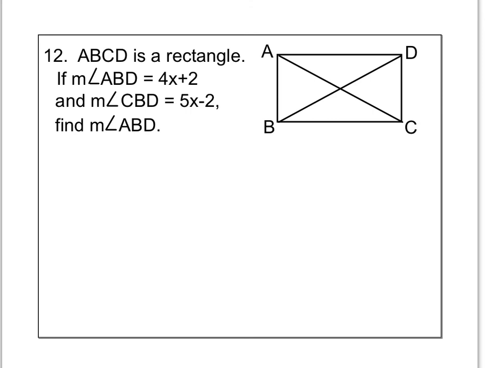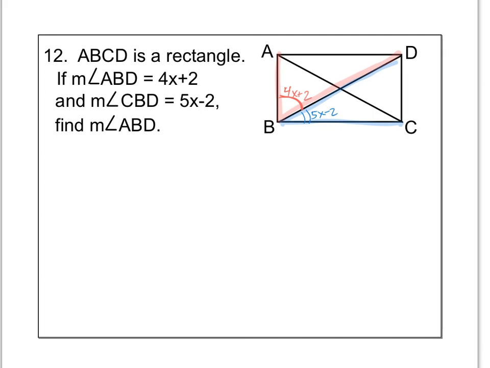Please try number 12. So they give us that the measure of angle ABD. So if I trace that, ABD, we're talking about this angle right here. That is 4x plus 2. And then angle CBD, so let me trace that, CBD, so that is down here. That is 5x minus 2. And they want us to find the measure of angle ABD.